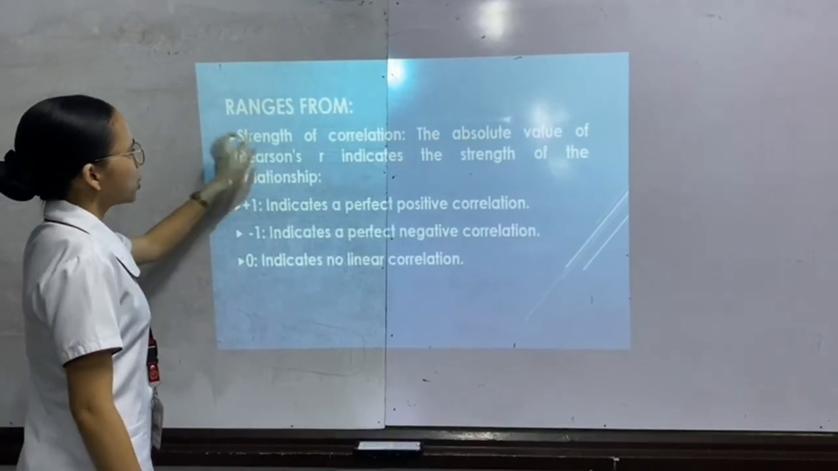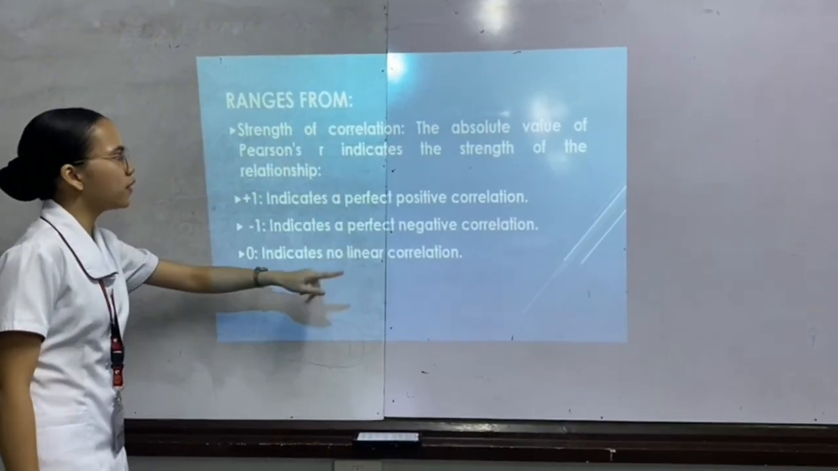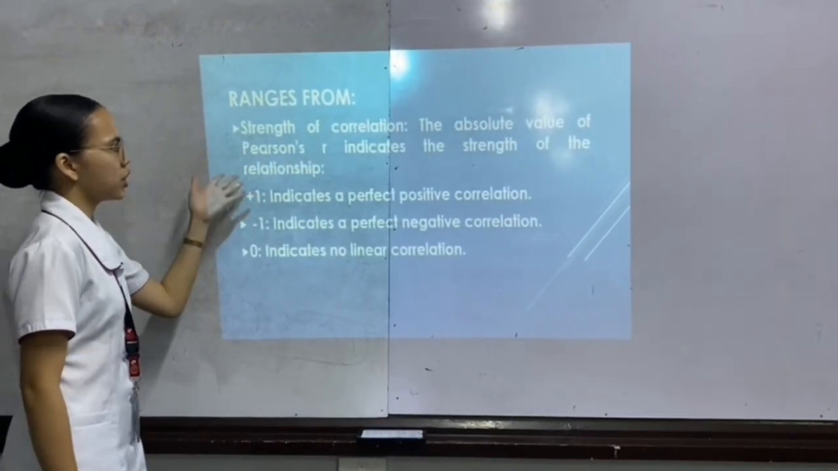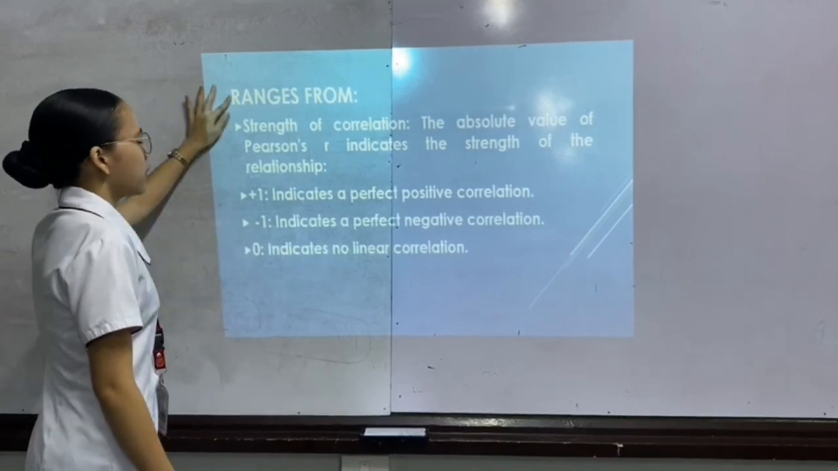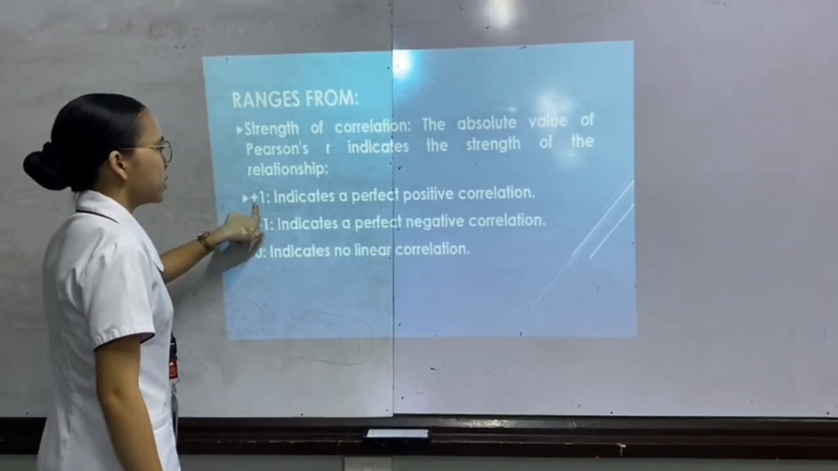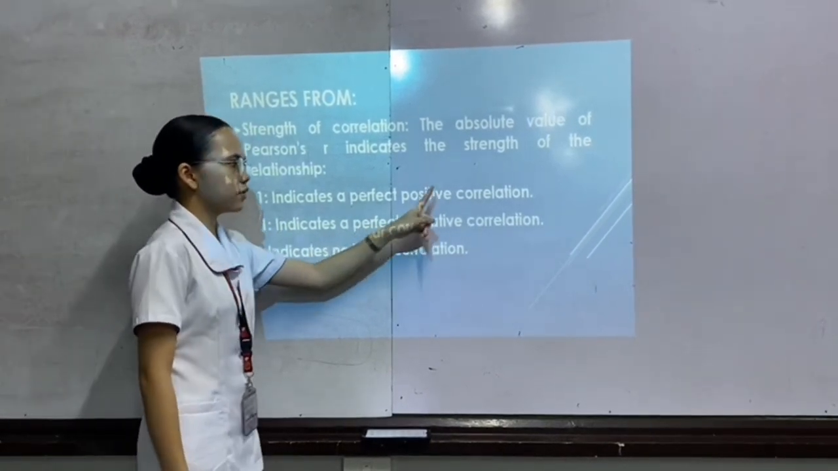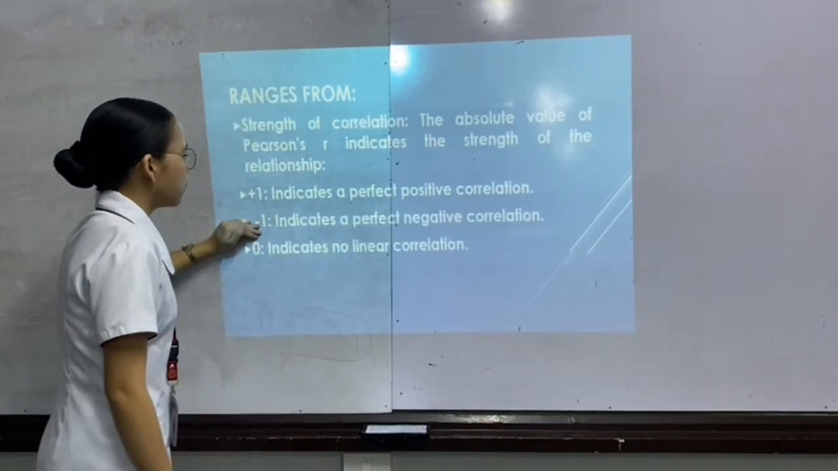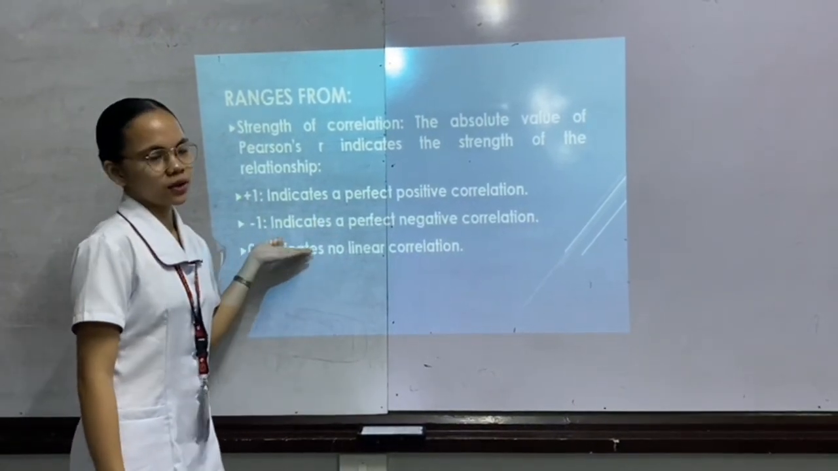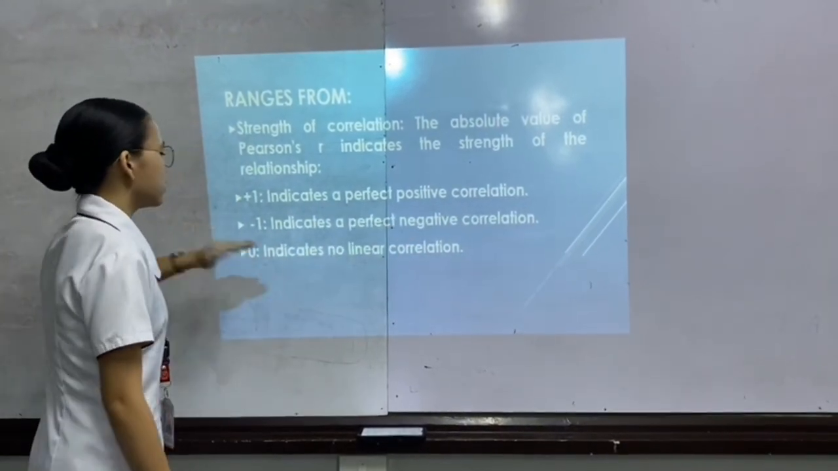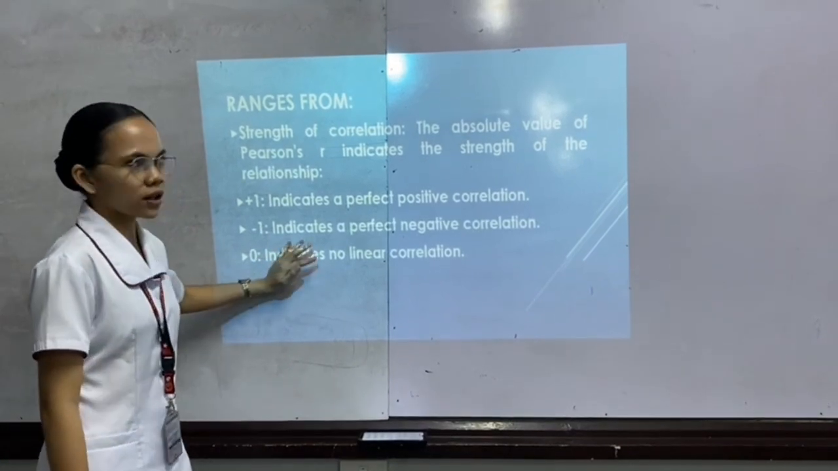Pearson r, strength of relation. The absolute value of Pearson r indicates the strength of the relationship. It ranges from +1, which indicates a perfect positive correlation, to -1, which indicates a perfect negative correlation, and 0 indicates no linear correlation.